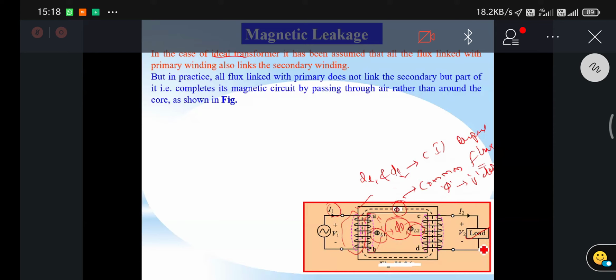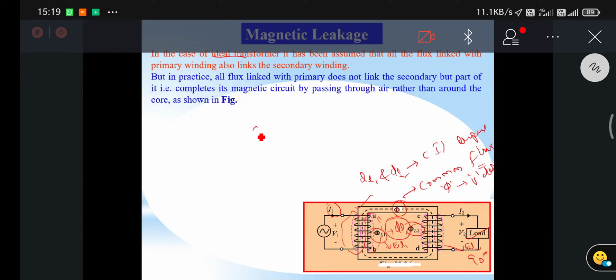These leakage fluxes at the primary and secondary windings induce some additional EMFs, E L1 and E L2. These are induced in both primary and secondary, and these EMFs always lag behind the respective load currents by 90 degrees.